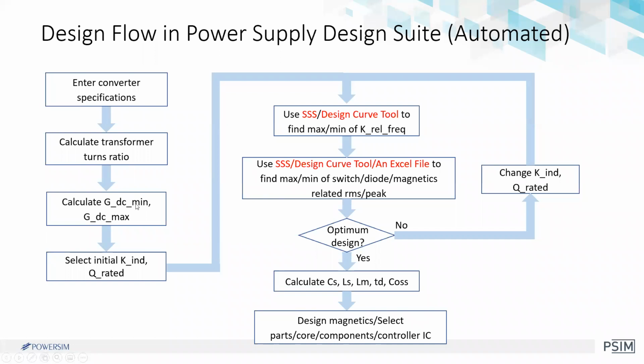redo this. And we calculated the min and max because we want to calculate the frequency within this gain range, right? And within this gain range, we are optimizing your magnetic ratio and Q based on the peak, RMS, and average values of your switch current, diode current, and magnetic circulating current, and all this we take into account. This is a very standard way of optimizing a resonant converter, an LLC converter. Go in an iterative way to do that.